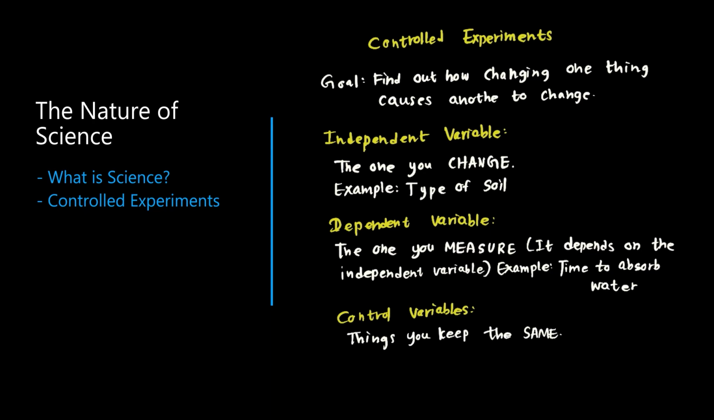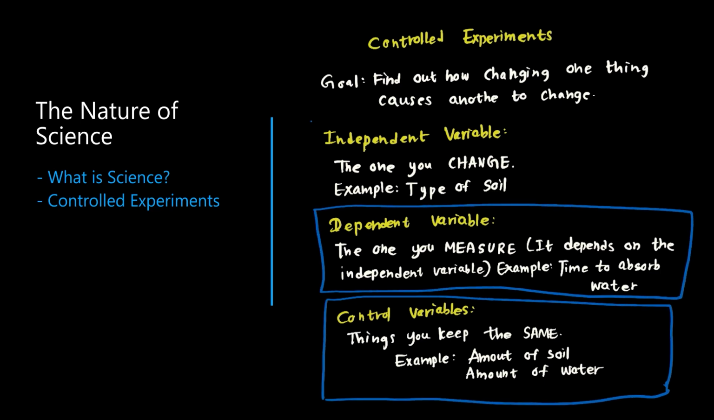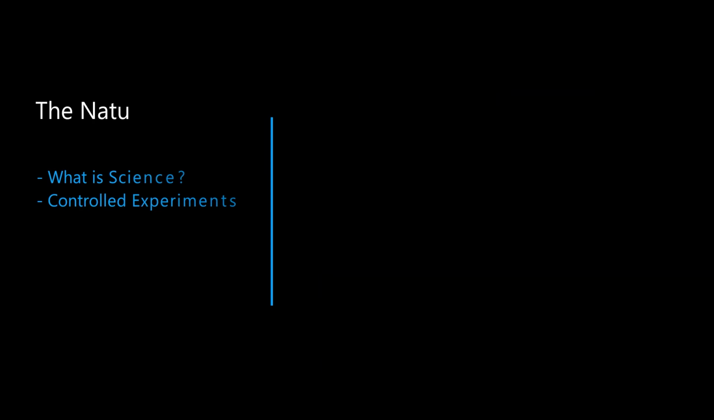For example, imagine you want to know how different types of soil absorb water. The type of soil is what you are purposefully changing. So that's your independent variable. The time it takes for the water to be absorbed is what you are measuring, and it depends on the soil type, making it the dependent variable. To make it a fair test, you'd use the same amount of soil, the same amount of water, and keep the temperature the same for each test. Those are your control variables. Failing to control these other variables could lead to false conclusions.